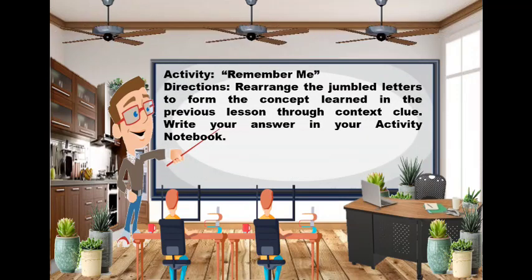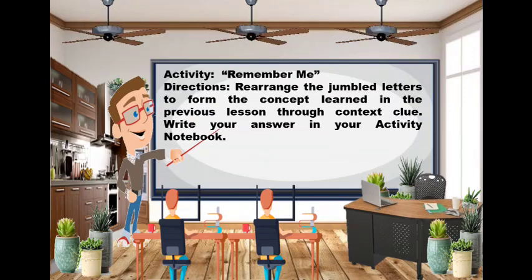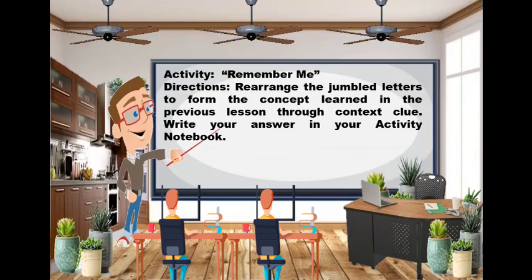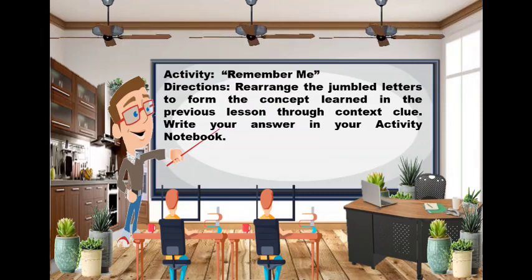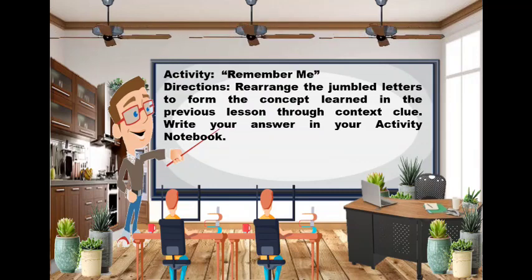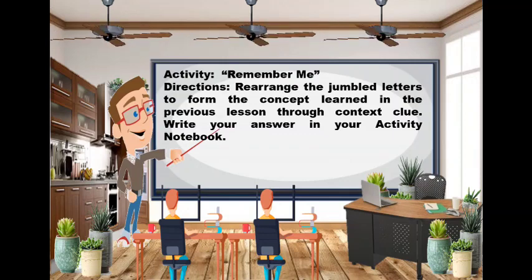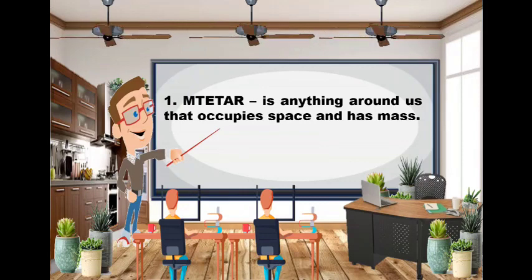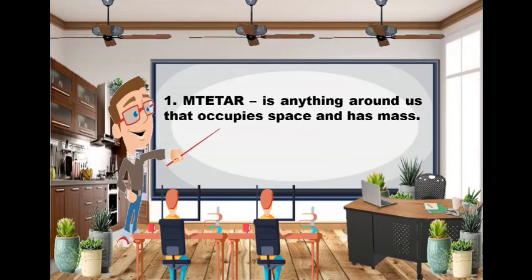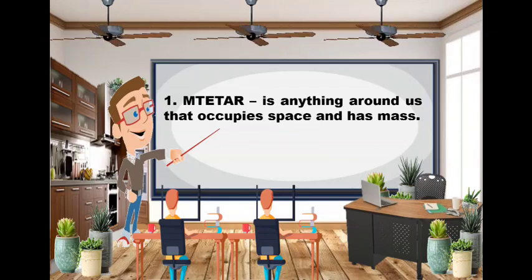As we go on with our lesson, let us do the first activity, entitled Remember Me. All we have to do is to rearrange the jumbled letters to form the concept learned in the previous lessons or in your Science Grade 5 through context clues. You will just write your answer in your activity notebook. The first word is about anything around us that occupies space and has mass. Who can remember this concept?